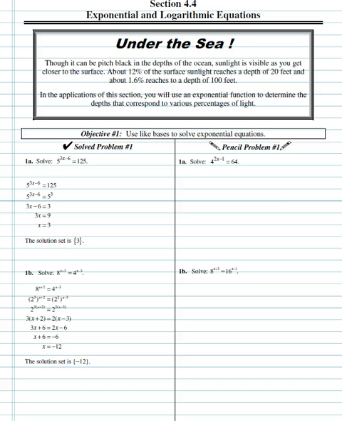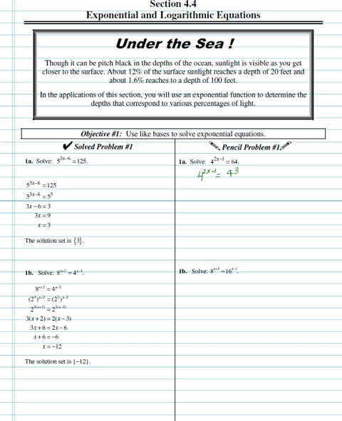Solve 4 to the power 2x minus 1 is equal to 64. So I'm going to see if I can change 64 to the base 4. Yes, I can. 64 would be 4 cubed. So 4 to the power 2x minus 1 is equal to 4 cubed.